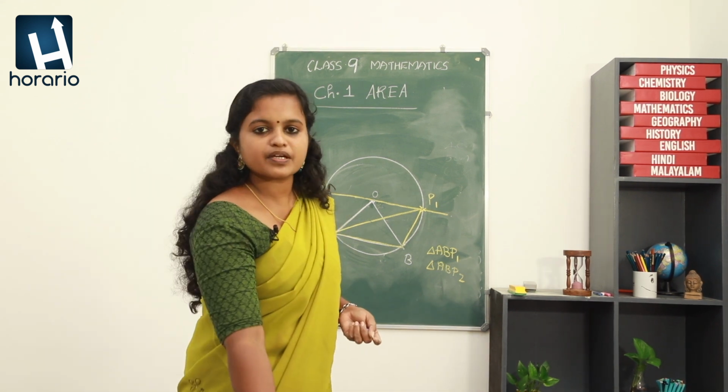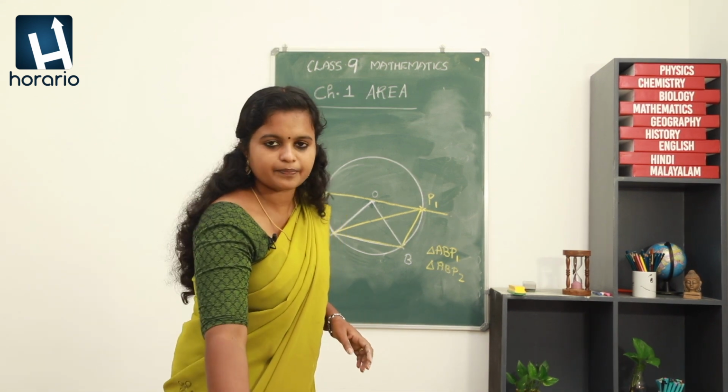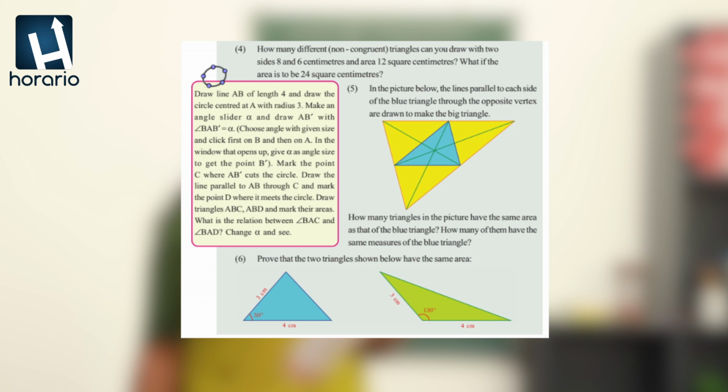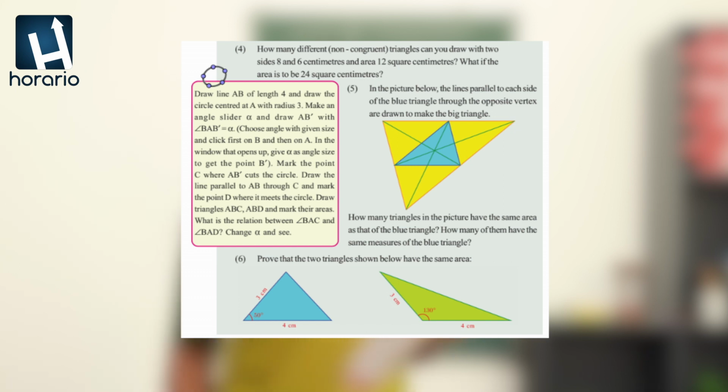So we will be doing one more problem from the same. Now we are going for the fourth problem. It is a little different problem. So the question is, how many different, in brackets it is said non-congruent, triangles can you draw with two sides 8 and 6 centimeters and area 12 square centimeters?